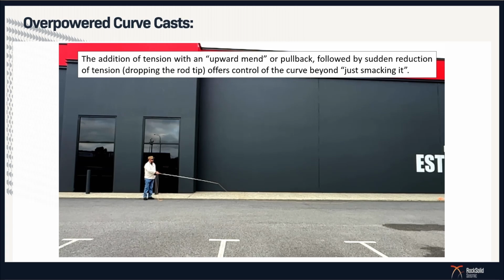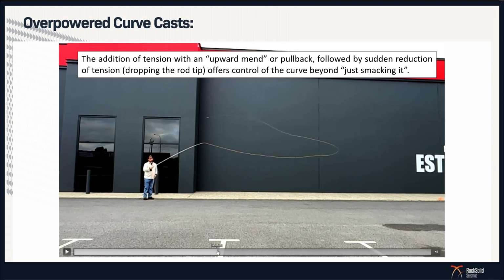That produces an overpowered curve cast, in this case to the left, where I've made my loop horizontal, and then when I lift the rod tip up, I dramatically increase the speed that the line is traveling through the air at. Right, we'll see it here. Lift it, that's pulled this line, and then when I drop the rod tip, let's just pause it and come back to it here.